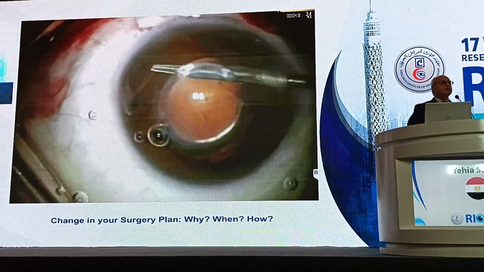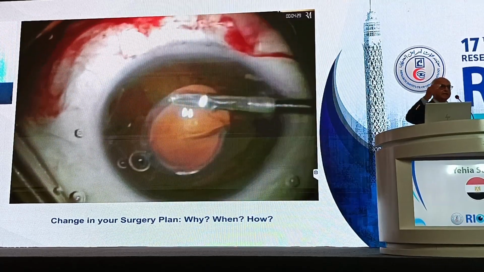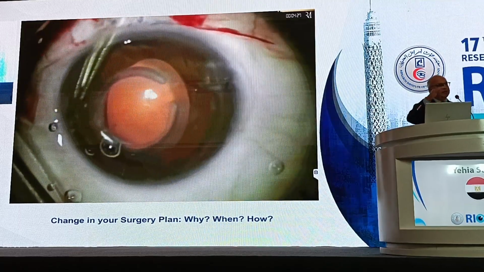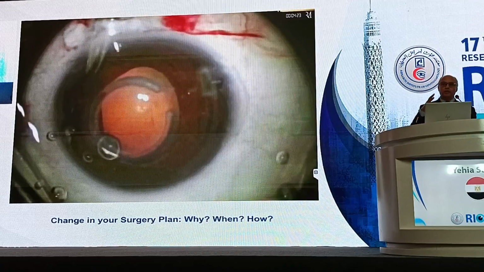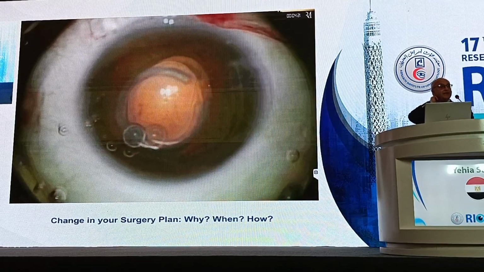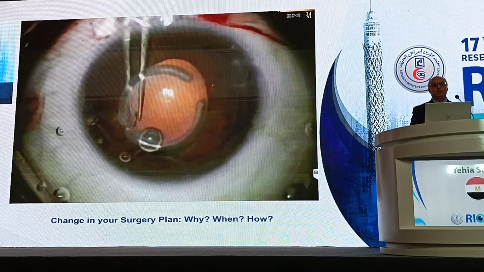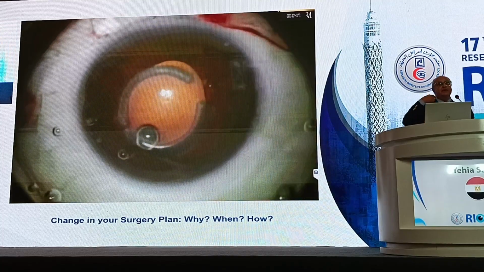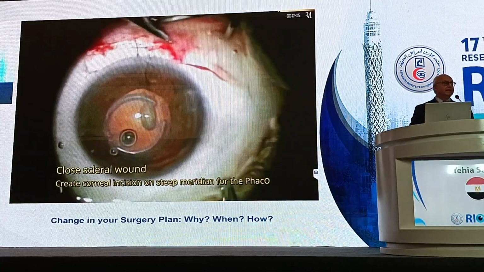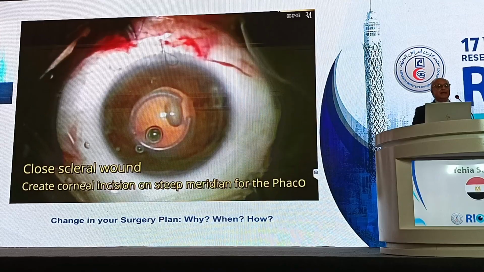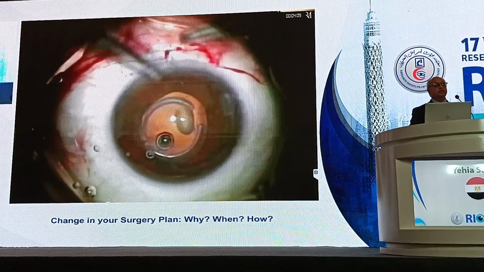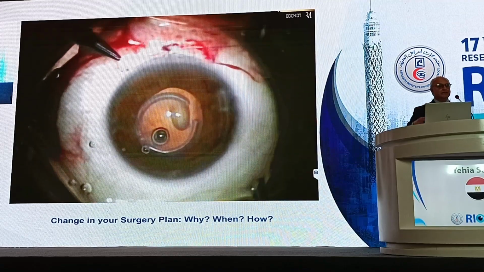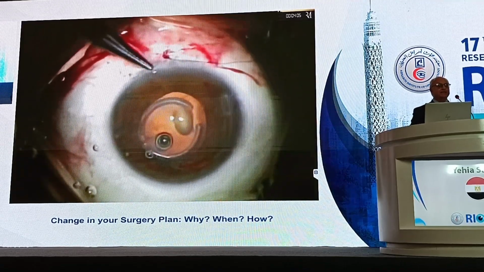All the time I'm using viscoadhesive, methylcellulose, to protect the corneal endothelium, and I use viscocohesive to form the anterior chamber and give me a space to manipulate inside it, doing all these maneuvers, keeping in mind I don't want to lose endothelium. Then I close the wound with a suture so it doesn't leak, though it should be self-sealing.